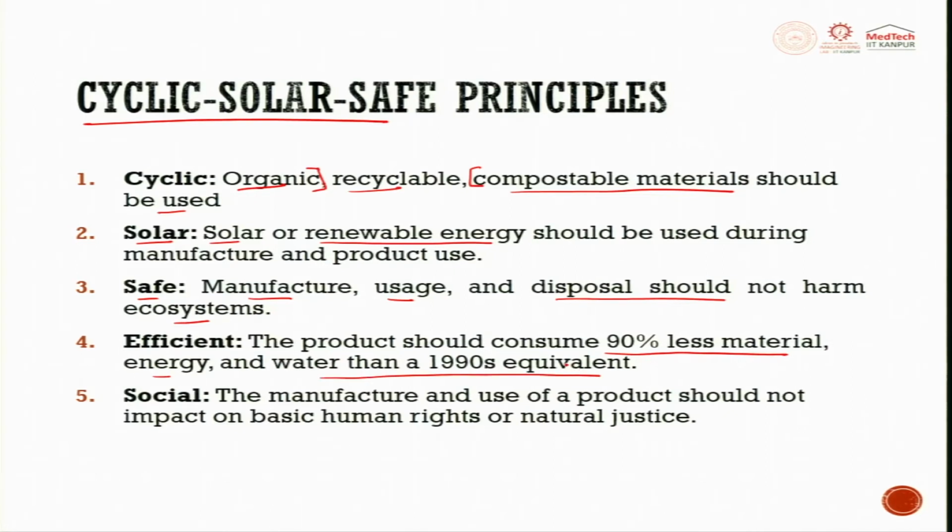So we have to think, though the consumption patterns are going high, the consumer is demanding more and more products, the consumer is able to spend more on the concepts, but these 5 sustainable design components are the principles that mimic a plant or an animal ecosystem and try to say how it could be eco-efficient. Now, the 5th system is the social. The social principle says the manufacture and use of a product should not impact basic human rights or natural justice.